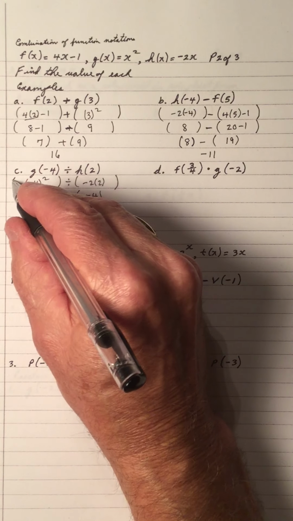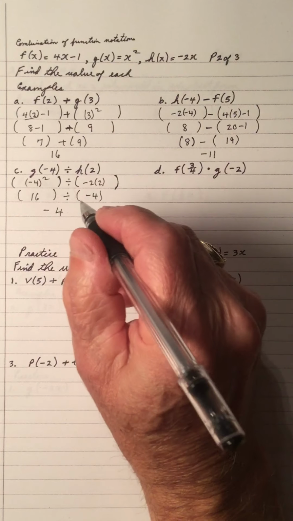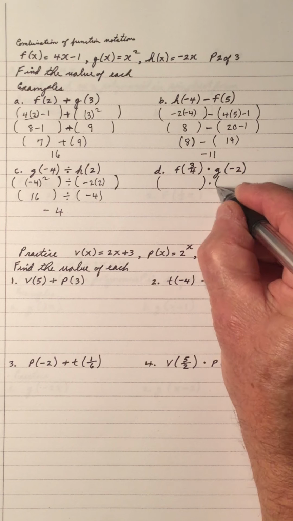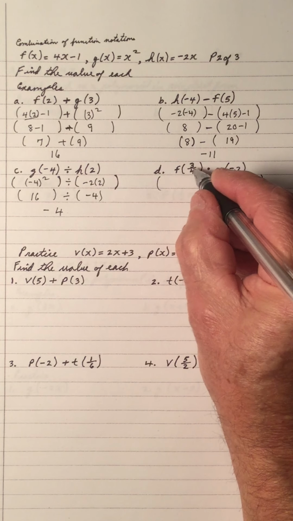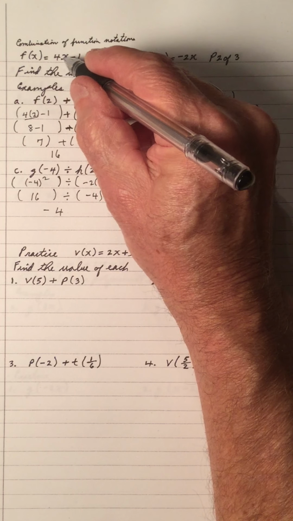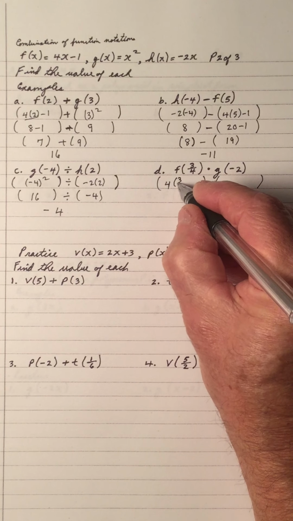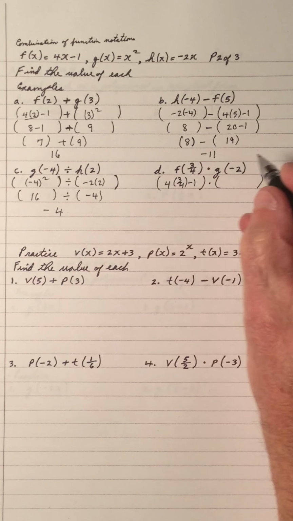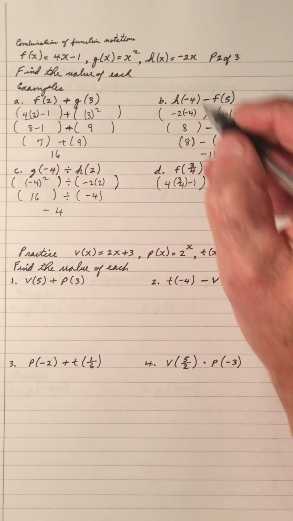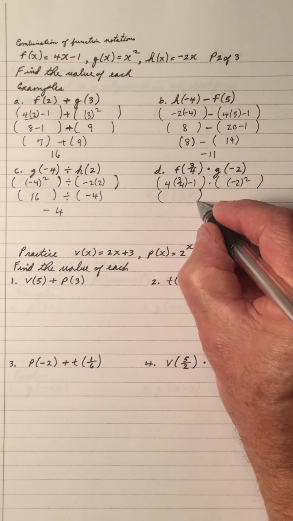And again, using the two brackets like this ensures that you work each one out first and then do your operation. Here we go. Times, and f of 3/4. So the f of 3/4 is going into 4x minus 1. So it's 4, bracket, 3/4 minus 1. The g of negative 2, the g is going in here. Negative 2 is going in place of x. So it's negative 2 squared. So we work out this one first.